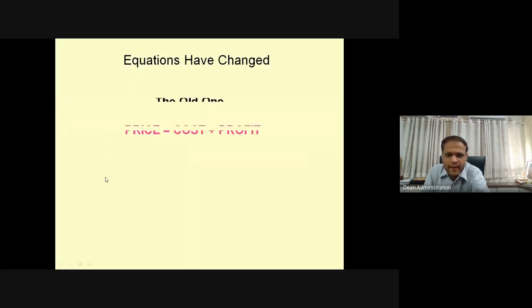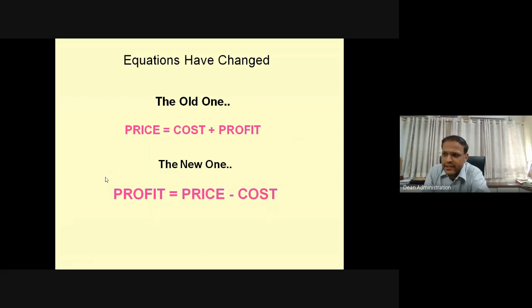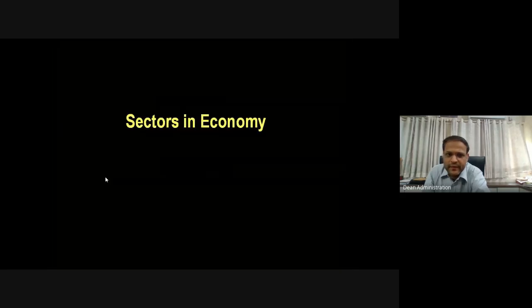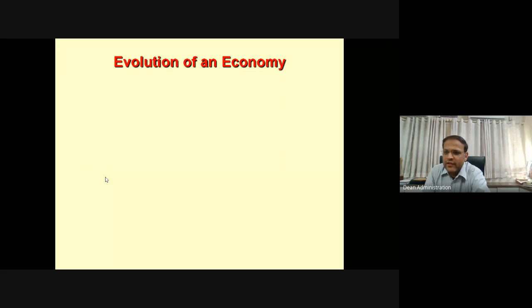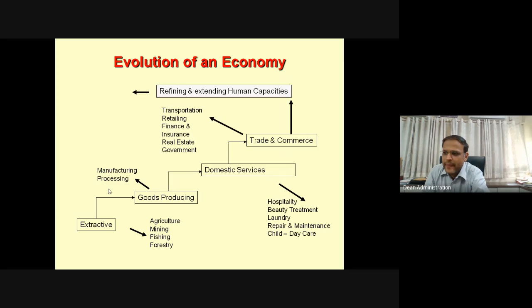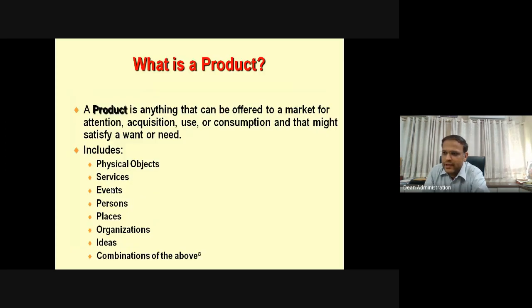Okay. So we have been discussing how old equations have changed and the new one is one of more competitiveness. Then we've been talking about the evolution of the economy, and then we started with what is a product. So a product is anything that can be offered to a market for attention, acquisition, use, or consumption that might satisfy a want or need.